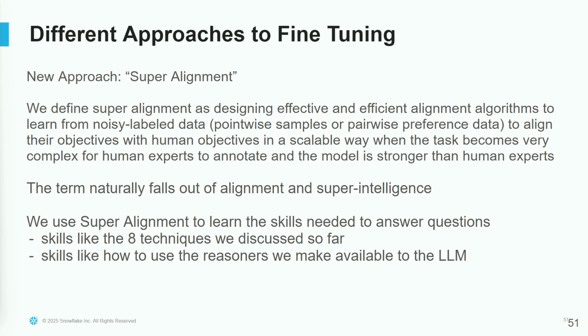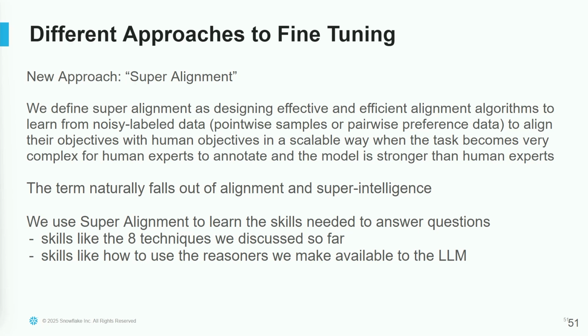We define superalignment as designing effective and efficient alignment algorithms, aligning the language model with what we're trying to accomplish, to learn from noisy labeled data, so point-wise samples or pairwise preference data, to align their objective with the human objective. And do that in a scalable way when the task becomes too complex for human experts to annotate. So we're trying to teach these language models a lot about our business through these knowledge graphs that we're creating, and we need to change the way we fine-tune to accommodate that.